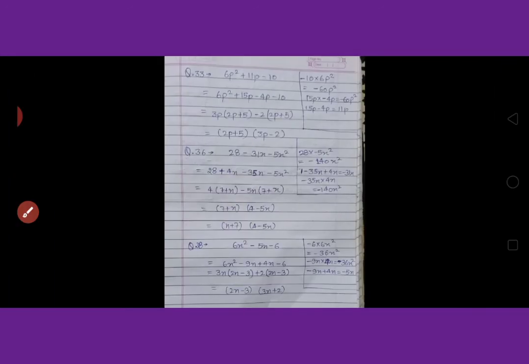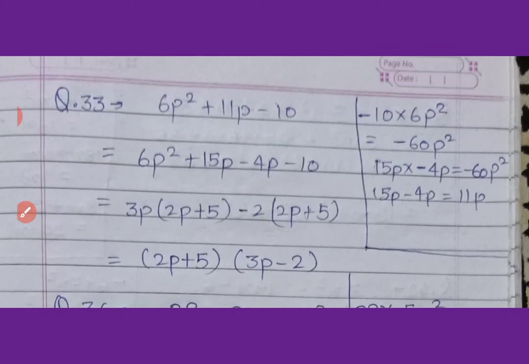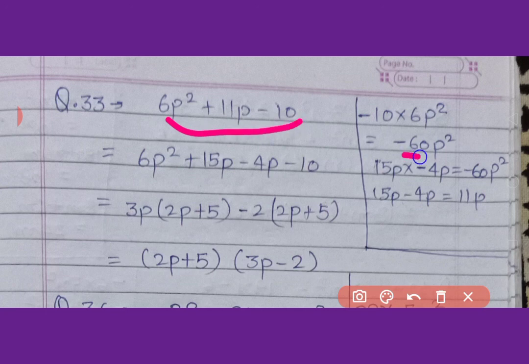Next question, 33. It has given 6p square plus 11p minus 10. Same procedure, first and third term multiplication, it is coming minus 60p square, and 11p we have to break. So it is very much easy. Go to the next 11.